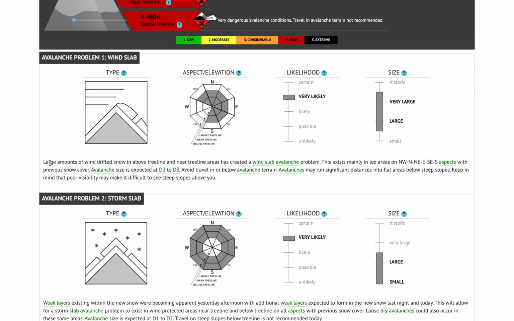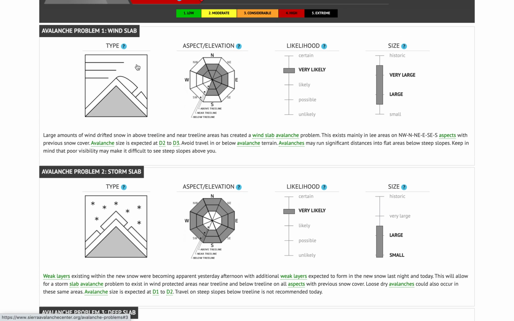So it says amounts of wind drifted snow above tree line created the wind slab problem. That's what you see with that compass rose: above tree line, near tree line, and below tree line. This was obviously formed from wind coming from the west or the southwest, blowing over ridge tops and cornices and depositing snow on the other side, which causes unstable snow and a wind slab problem. And this is going to give you a synopsis and some advice on what terrain to select.